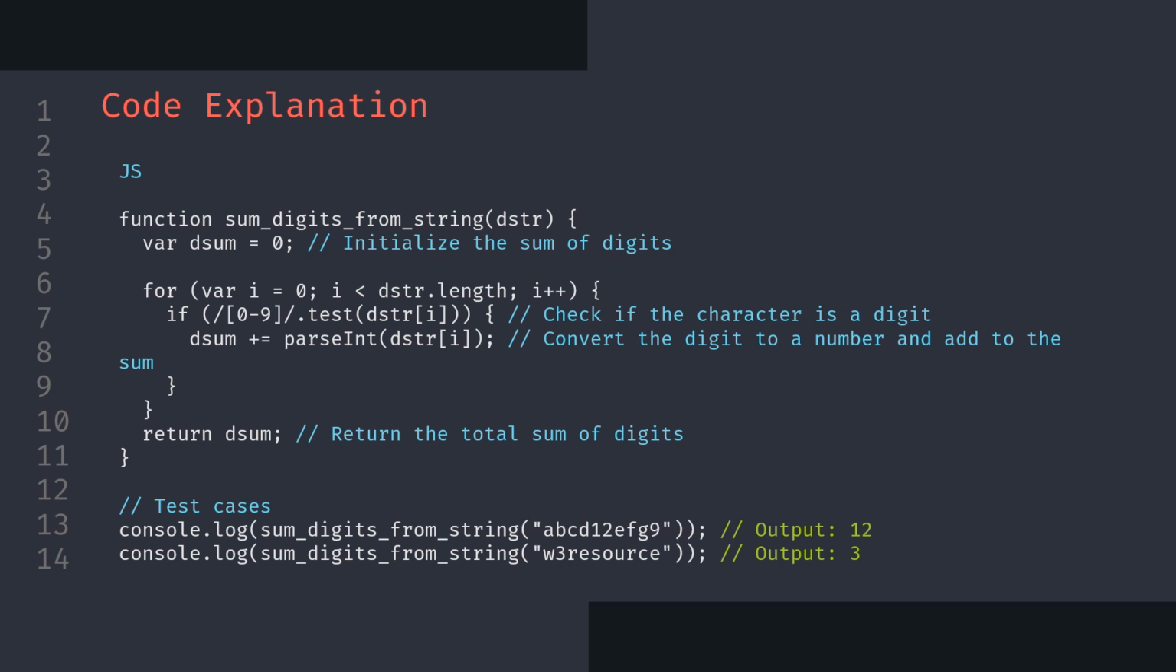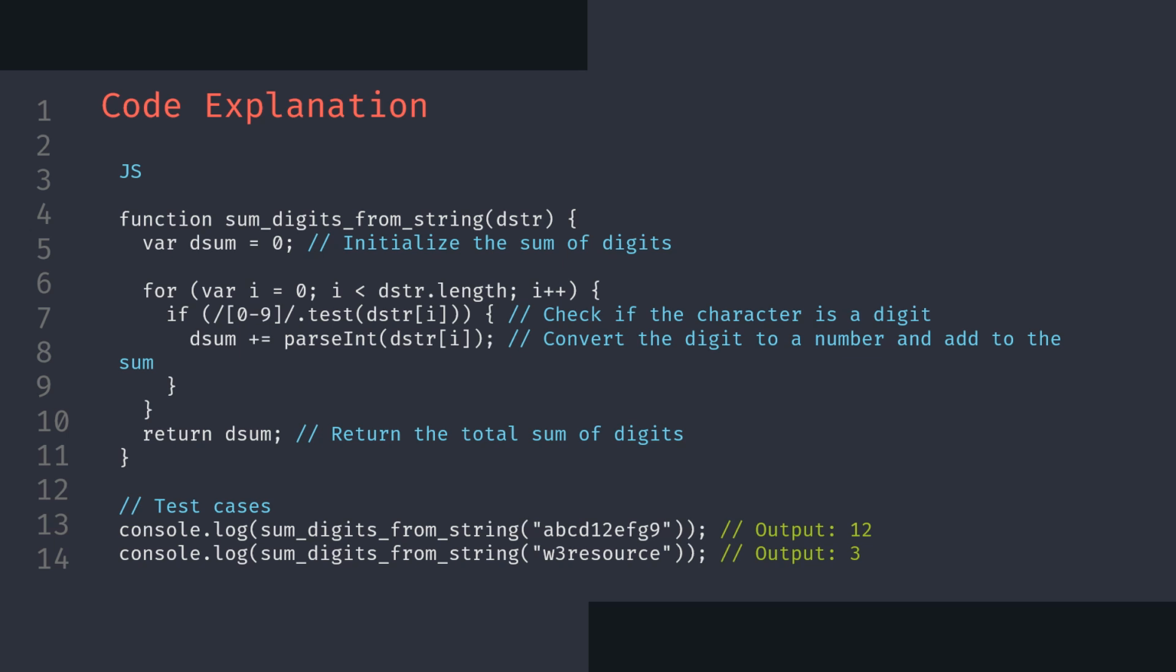First, the function SumDigitsFromString takes a string as input and initializes a variable dsum to store the sum of digits. Second, a for loop iterates through each character in the string. Third, inside the loop, we use the regular expression digit class \d to check if a character is a digit.